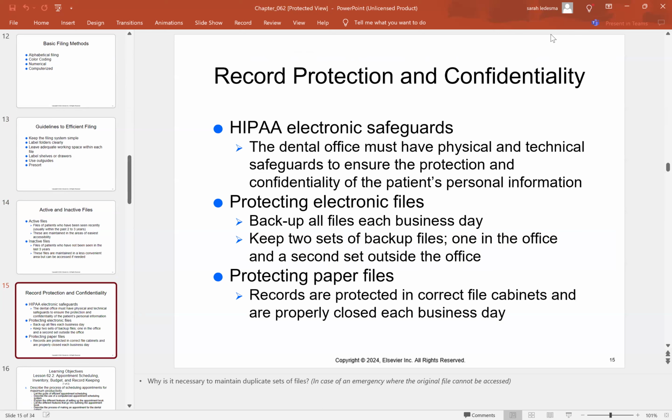Record protection and confidentiality. HIPAA electronic safeguards. The dental office must have a physical and technical safeguard to ensure the protection and confidentiality of the patient's personal information. Protecting electronic files: back up all files each business day. Keep two sets of the backup files, one in the office and a second outside of the office. Protecting paper files: records are protected in correct file cabinets and are properly closed each business day.